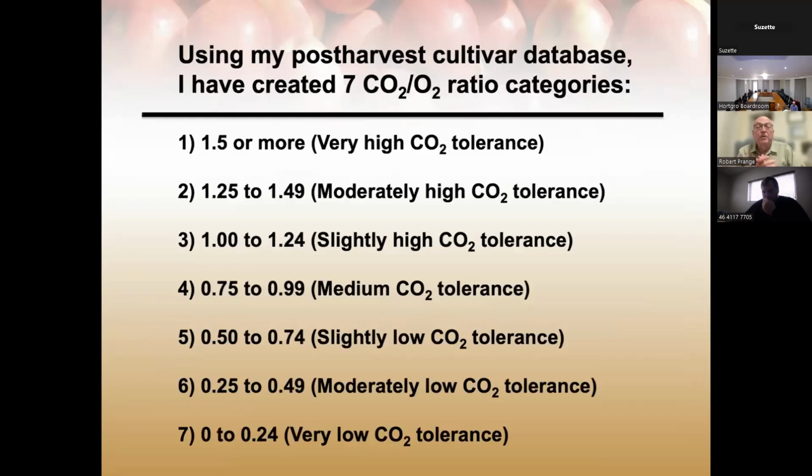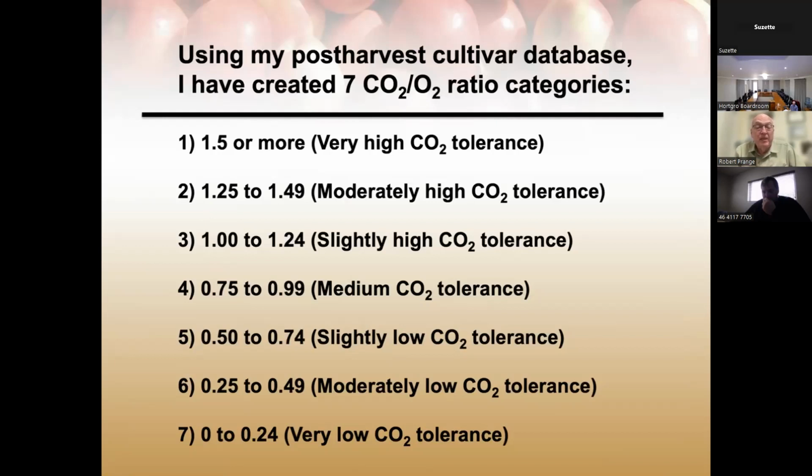Here, I've gone through a cultivar database that I've created over a number of years, harvesting recommendations for every apple and pear I can get with regard to controlled atmosphere storage conditions. And from that, I have constructed categories of CO2 to oxygen ratio, a total of 7. The ones that are most tolerant would have a ratio of 1.5 or more. Next is 1.25 to 1.49. And then, as I mentioned, the ratio of 1.0 is right in the middle there, group 3.